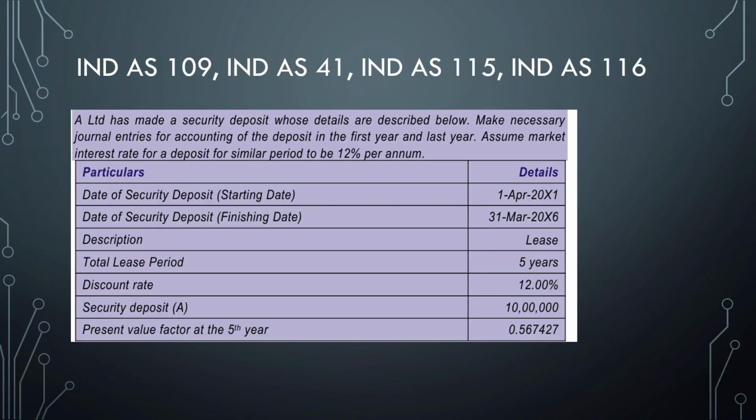So the first one is: A Limited has made a security deposit whose details are described below. Make necessary journal entries for accounting of the deposit in the first year and the last year. Assume market interest for a deposit for a similar period to be 12%. The security deposit starting date is 1st April 2011 and the finishing date is 31st March 2016. The description is lease. Total lease period is 5 years. Discount is 12%. Security deposit value is 10 lakhs. PV factor is 0.567427. So that's the question.